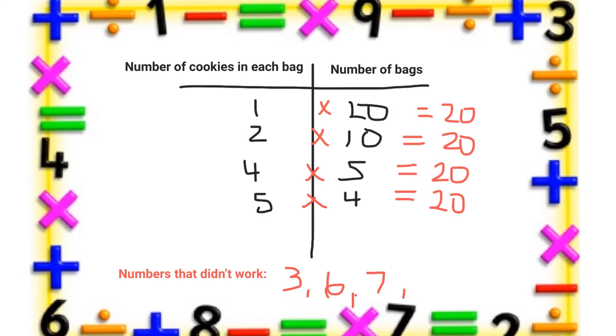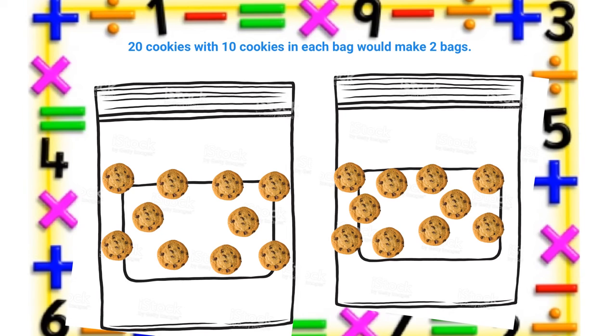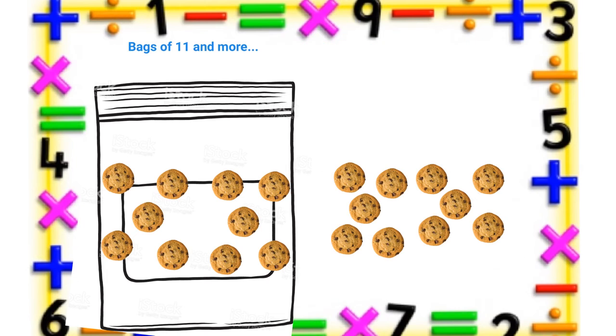In fact, that means 8 won't work and 9 won't either. But what about 10? 20 cookies with 10 cookies in each bag would make 2 perfectly even bags. But as I start to put an 11th cookie in one bag, I notice that I only have 9 cookies left. And so I can't make another bag of 11. Similarly, if I put that 12th cookie in, I wouldn't even have enough to make another bag of 12. And so it seems like the numbers 11, 12, 13, and so on aren't going to work.